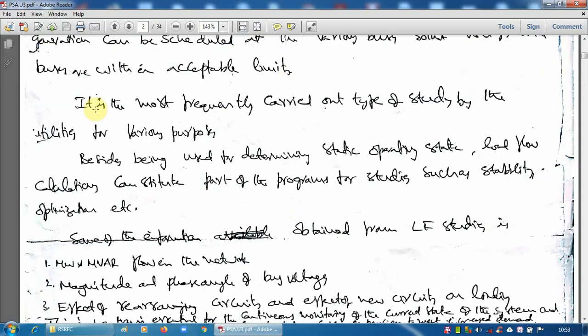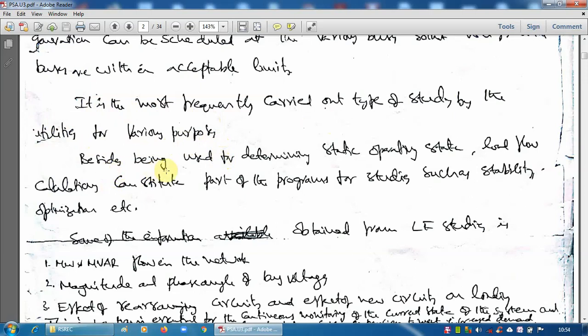So that is about the load flow. When coming to this load flow or power flow, these studies are the most frequently carried out type of study by the utilities. That means engineers in the utilities use them for various purposes. Compared to all other studies, load flow studies are the most frequently used type of study. They are used for different purposes.